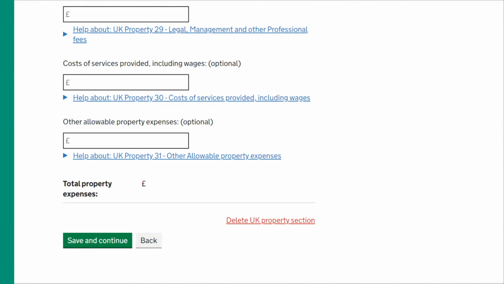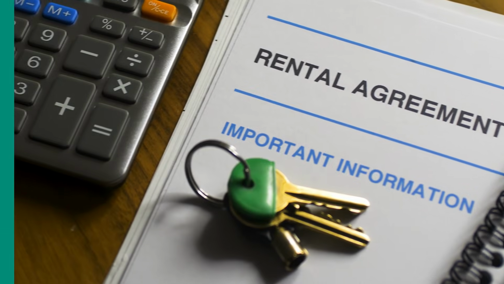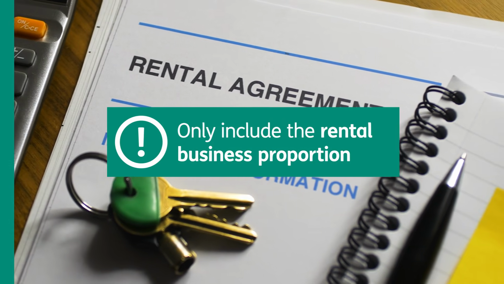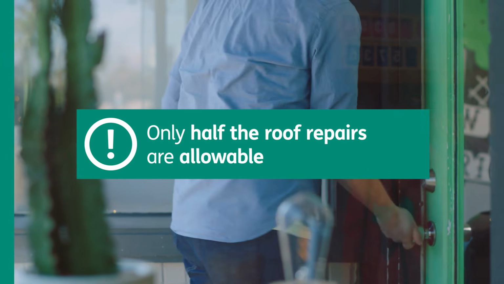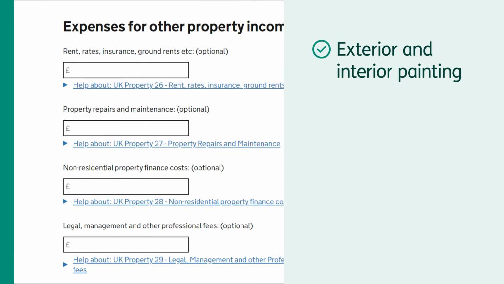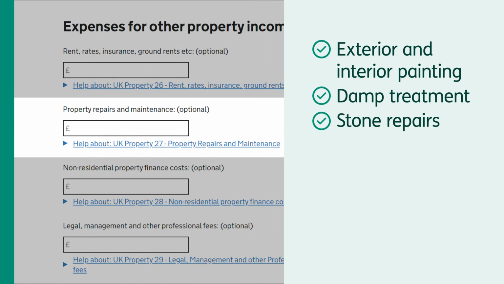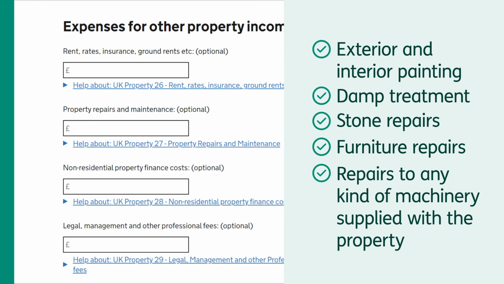Where an expense covers a non-rental and rental property, you'll need to adjust the amount so you only include the rental business proportion. For example, if you have a shop with a rental flat above, only half the repairs to the roof are allowable. These are examples of allowable costs you can enter here. Only enter like-for-like repairs. Any improvement to the original is not allowed.